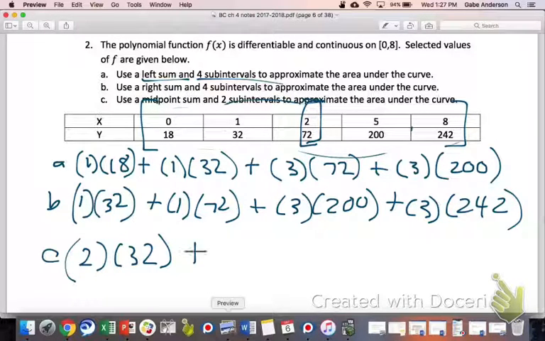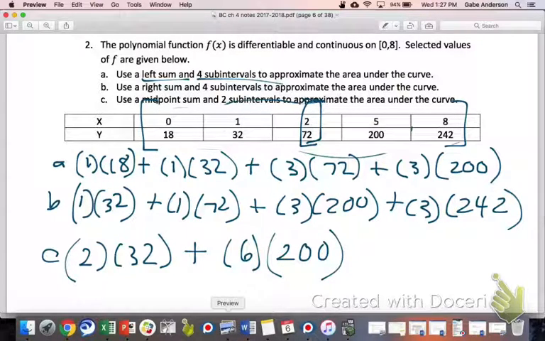And then the other one goes from 2 to 8, so the base length is 6. Once again, we could choose the 72, the 200, or the 242, but we're doing a midpoint sum, so we've got to use the 200. As you can see, instead of having 4 subintervals and 4 rectangles, it's only got 2, so it's 64 plus 1200, so how about 1264? Is that good?